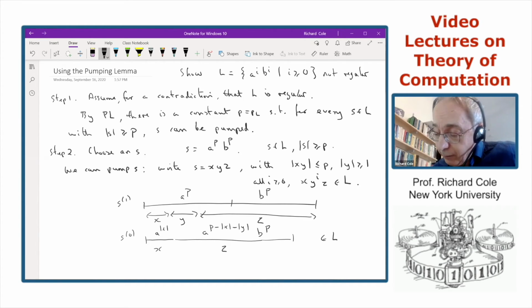But let's look at this string. How many a's does it have? Well, we got length of x a's here, and p minus length of x minus length of y a's here. So in total, S0 can be written as a to the p minus length of y, followed by p b's. And remember that the length of y is at least 1. That means this string has fewer a's than b's, which means it's not in the language L. This is a contradiction.